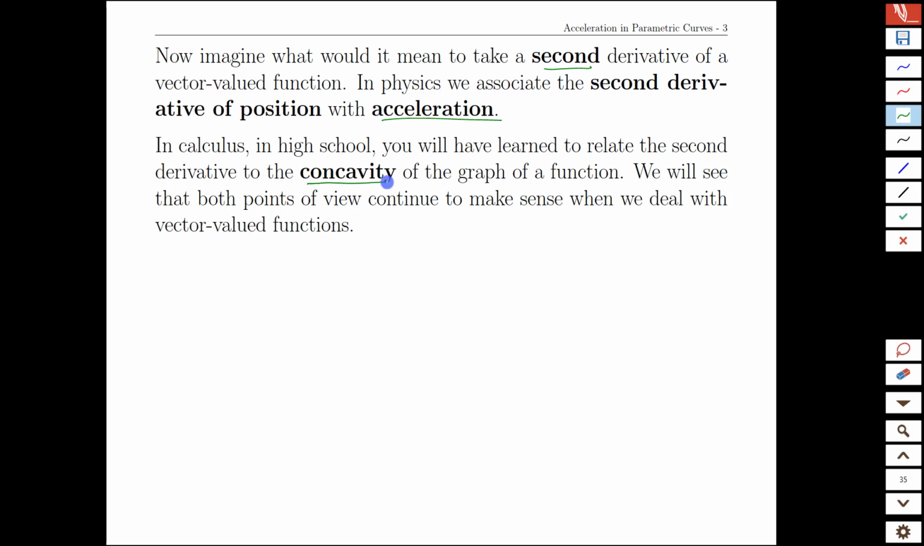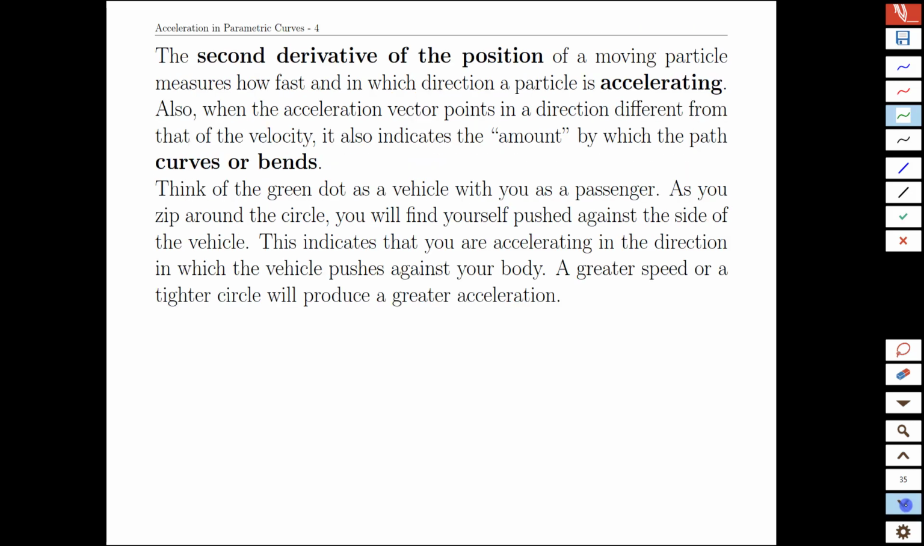There's also a relationship to concavity, though. When you talk about first derivatives, you talk about slope. When you talk about second derivatives of graphs, you talk about the concavity. And what we're going to try to do is see how that plays out when we think about vector forms and how much of this we can still use. And it turns out it's quite a bit. So the second derivative of a position does measure how fast a particle is accelerating, but it also represents a direction now that we're working with vector-valued functions. When the acceleration vector points in a direction different from the velocity, it indicates how strongly that curve is going to bend.